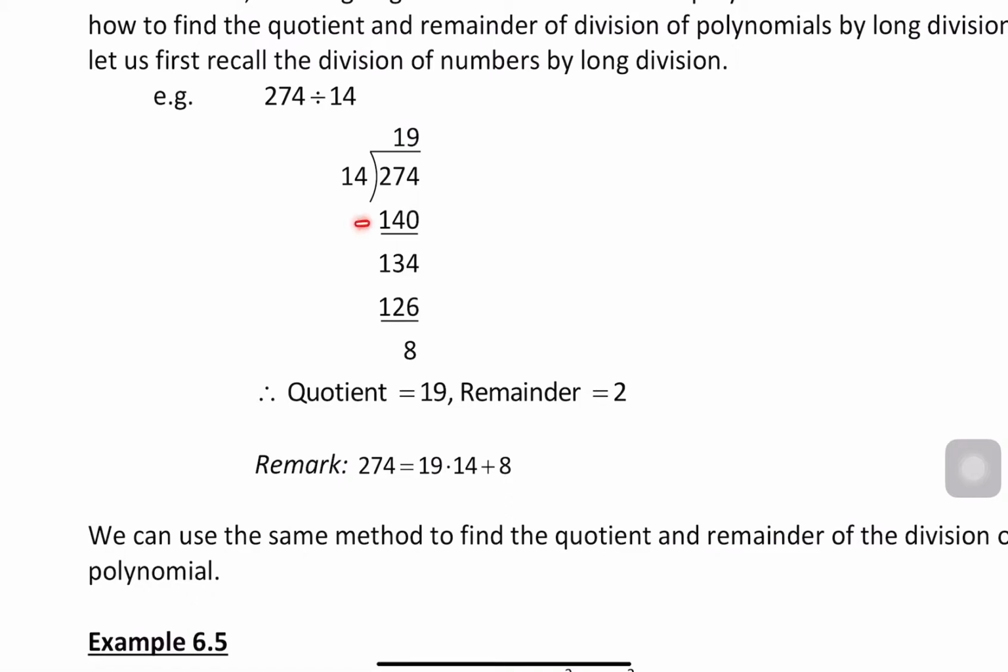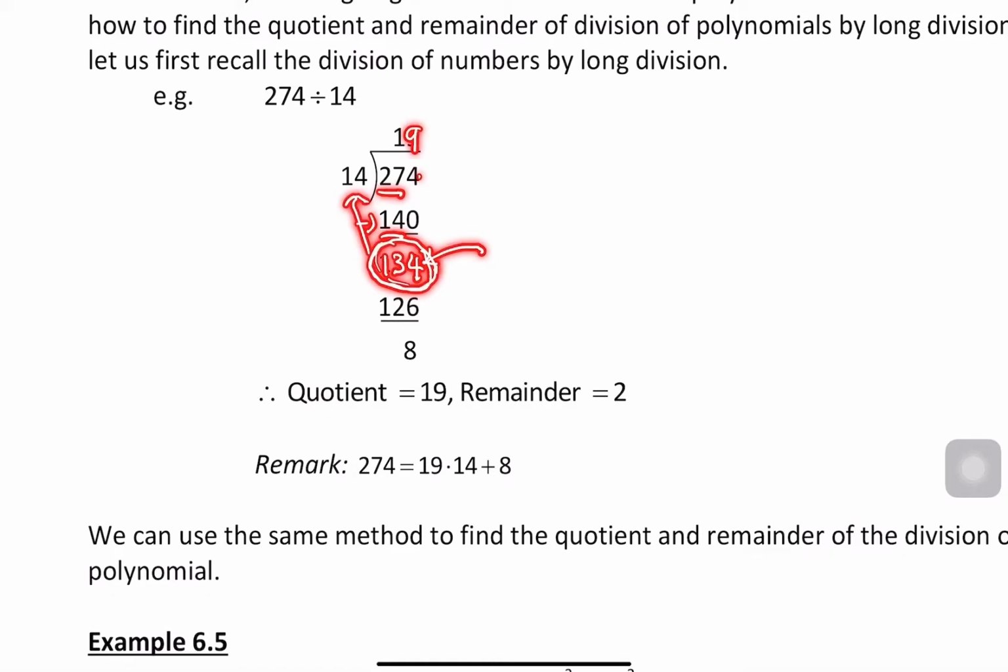Second, subtraction. You will use 27 minus 14, which is equal to 13, and copy down 4 here. And remember, we cannot stop here because the remainder cannot be larger than the divisor. So you need to continue to do it again.